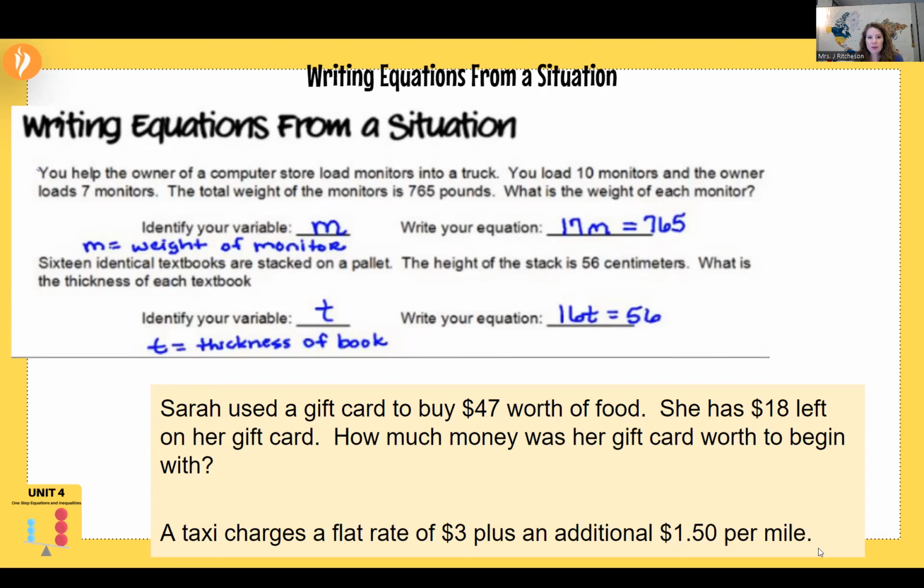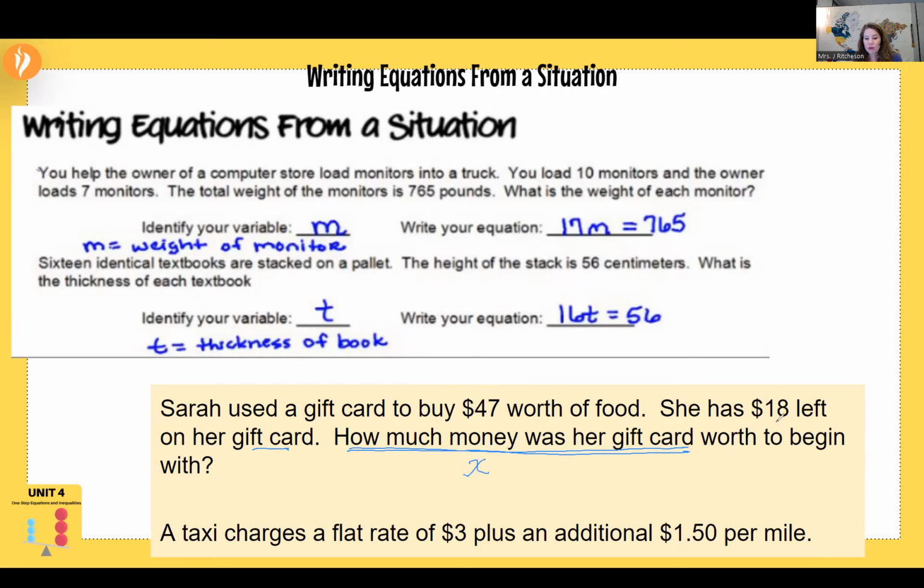Sarah used a gift card to buy $47 worth of food. She has $18 left on her gift card. How much money was on her gift card? A lot of kids have a hard time. You know how to solve the problem, but our goal here is to actually write the equation. So how much money was on our gift card? That is, how much was it worth to begin with? That's our variable. That's what our variable represents. We don't know how much she had originally, so that's going to be our variable.